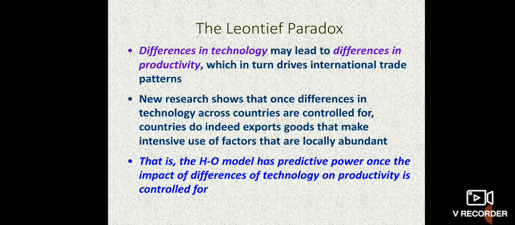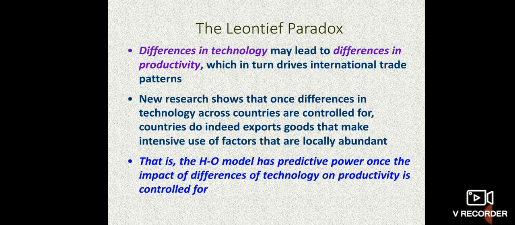The Leontief paradox: difference in technology may lead to difference in productivity, which in turn drives international trade patterns. So instead of comparative cost advantage or relative abundance of factors of production, if technology differs between the countries, that is what matters and drives international trade patterns as per Leontief. New research shows that once the differences in technology across countries are controlled for, countries do indeed export goods that make intensive use of the factors that are locally abundant.